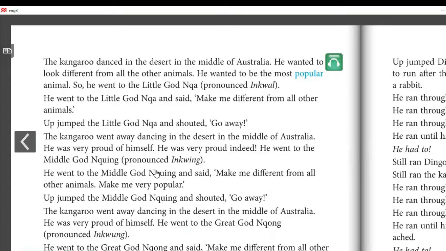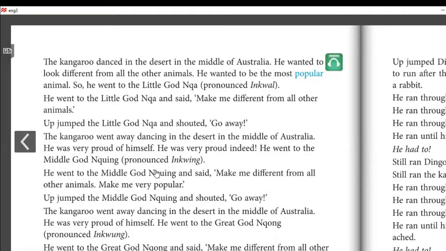Firstly he went to the little god. Now he went to the middle god Nquong. What is the middle god's name? Nquong. So he went to the middle god and said, make me different from all other animals and make me very popular. Up jumped the middle god Nquong and shouted, go away. Like that, the god also shouted. Now the kangaroo went away dancing in the desert in the middle of Australia. So he was very proud of himself.